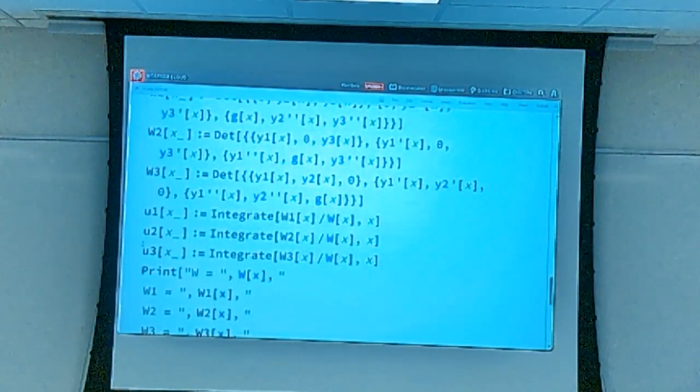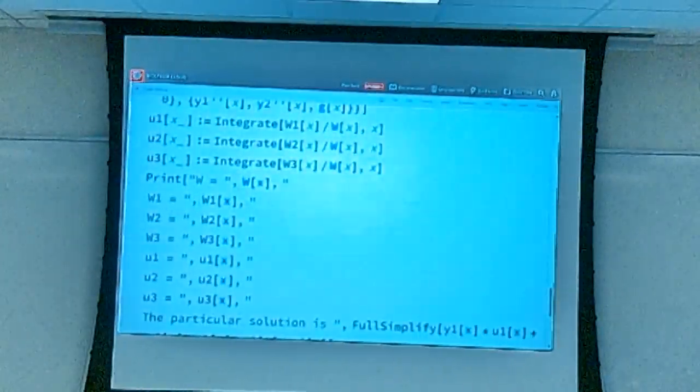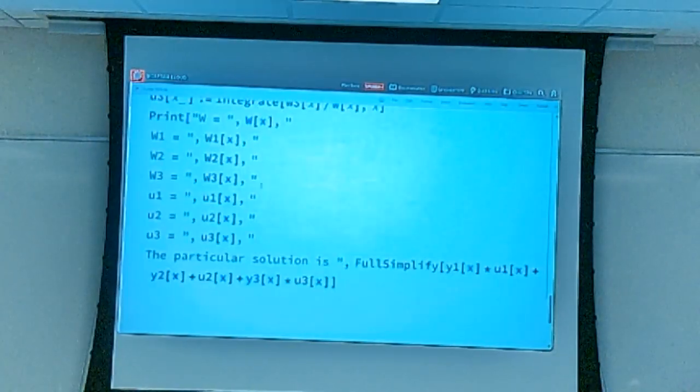Defined u1, u2, u3 to be the integrals of their primes, right? So it's just the integral of w1 over w, w2 over w, w3 over w. And I have it set up to print everything. What is w, w1, w2, w3, u1, u2, u3, and then the particular solution. All I have to do now is execute it. But there's going to be a problem.